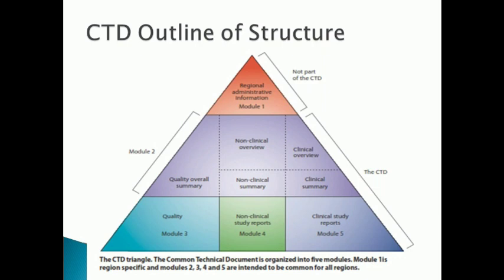In this way, from all the other documents of modules 3, 4, 5, we provide information in module 2. As discussed, module 4 contains non-clinical study reports and module 5 contains clinical study reports. So this is the structure of CTD, and this structure is very important in terms of exams. So now we will see what kind of information is provided in all these modules.